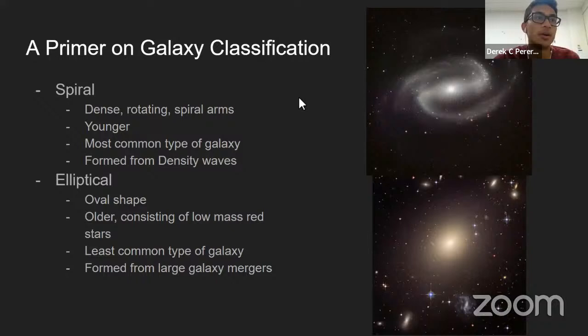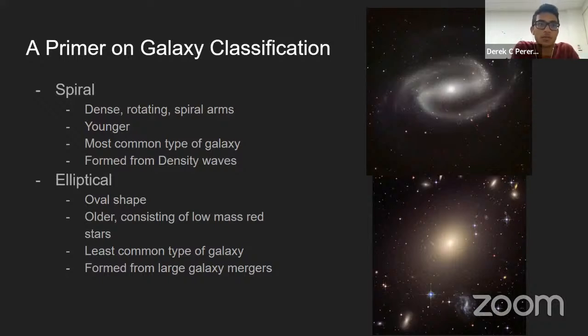So first, a primer on galaxy classifications before we dive right into the irregular galaxies. There are two main types of galaxies, spirals and ellipticals. Spiral galaxies are by far the most common type, making up about 60% of all galaxies in the universe. They're generally younger, and as a result, they look more blue and bright because they have more young stars. They are characterized mostly by the spiral arms, which you can see in this top image here. This top image is of the galaxy NGC 1300, which is an average type of spiral galaxy.